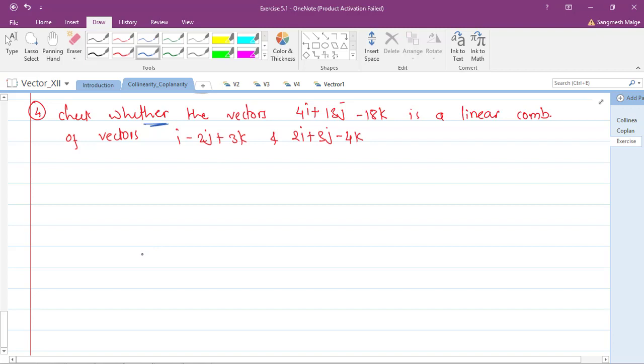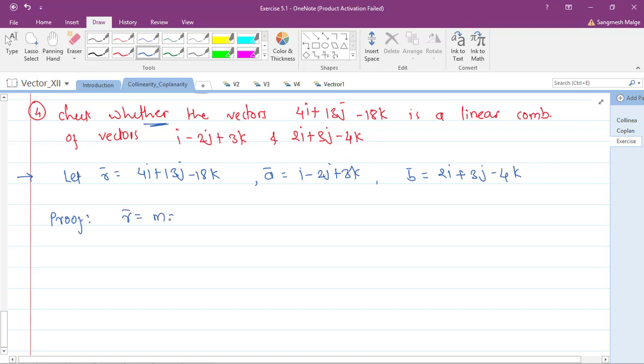This type of question we have already seen while we were looking at the concept. So let's name these vectors. Let r vector be the given vector 4i plus 13j minus 18k, a bar is the first vector i minus 2j plus 3k, and b bar is 2i plus 3j minus 4k. We have to check whether r bar is equal to m a bar plus n b bar. This is what we have to check.